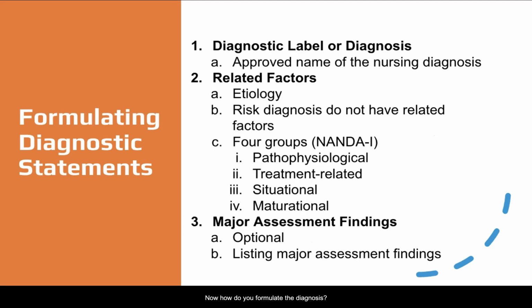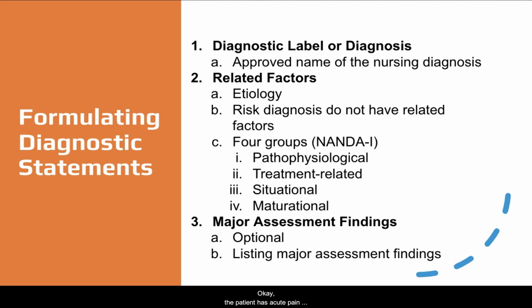Now, how do you formulate the nursing diagnostic statement? It's a 3-step process where the third one is optional, but I'll explain it. The first one is the diagnostic label. Use the NANDA or the ICNP or whichever classification system your hospital uses to come up with your nursing diagnosis first, right? For example, acute pain or anxiety or whichever one you choose to pick. Then once you pick one, then you're going to look at the related factors.